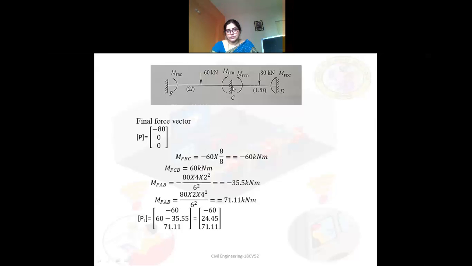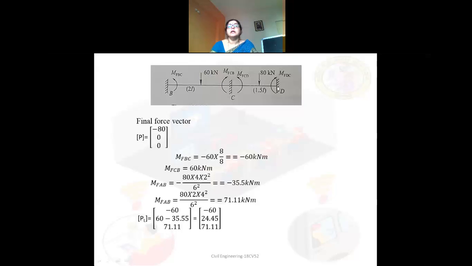At coordinate 2, that is at support C, it is connected to span CB as well as CD. So MFCB and MFCD. What is MFCB? MFCB is plus 60. MFCD is minus 35.5. So plus 60 minus 35.5, if I do, what is the answer? It is 24.45 kilonewton meter.